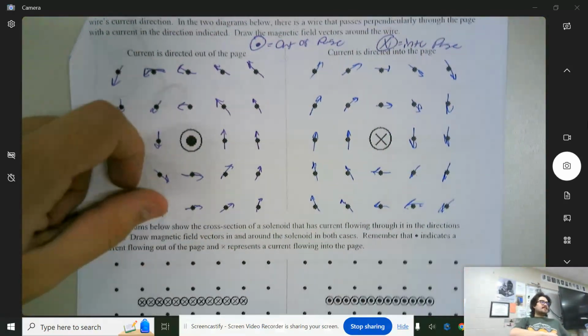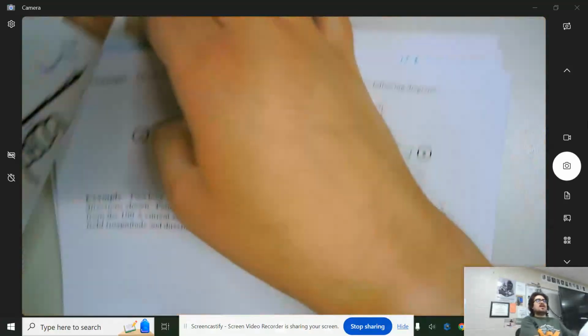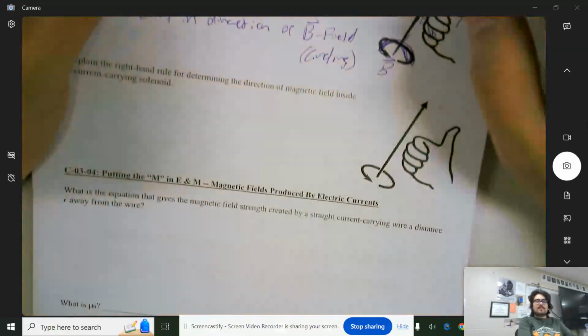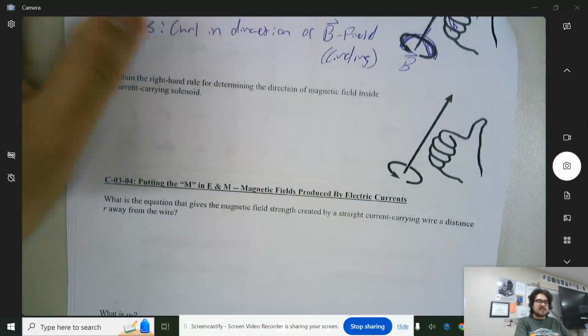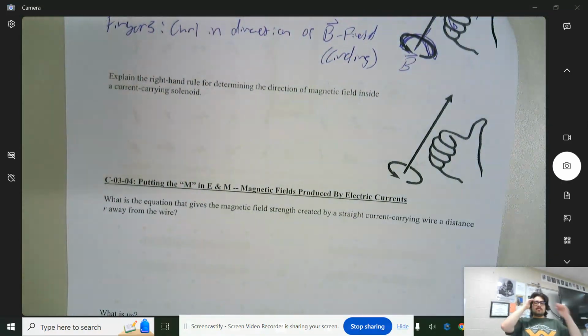Now let's bounce back to that other page really quickly and talk about the other right-hand rule. This is for a solenoid. Do you know what a solenoid is? A solenoid is like a cylinder, okay? It's like a hollow cylinder that has a wire in it, right? It's got a wall, and then a hollow space, and it's got a wire running through it. That's one way to think of a solenoid.